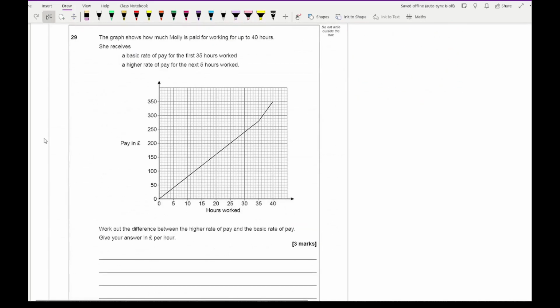So looking at the next question, it says that the graph shows how much Molly is paid for working up to 40 hours. She receives a basic pay for the first 35 hours and a higher rate for the next 5 hours. Work out the difference between the higher rate of pay and the basic rate of pay. So for this, what we need to do is recognize that there are two sections, and we've got the pay. For the first 35 hours, she has worked 35 hours and been paid a total of, and we read this carefully, £280.